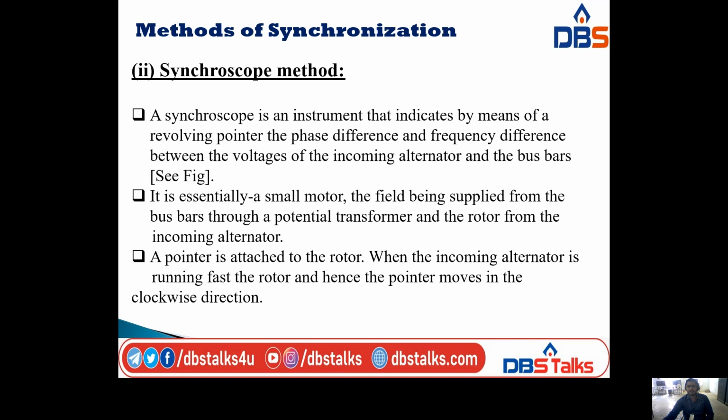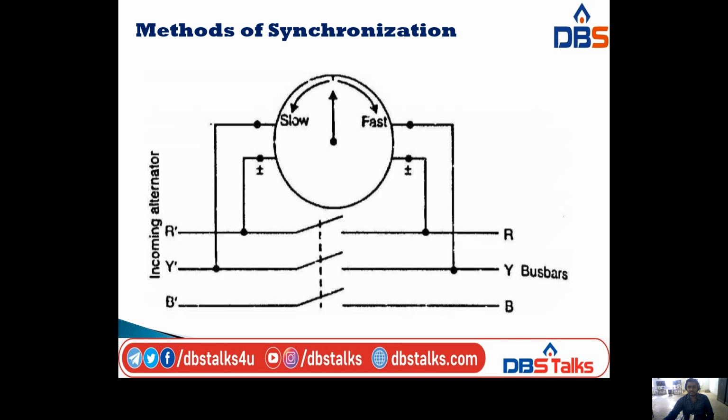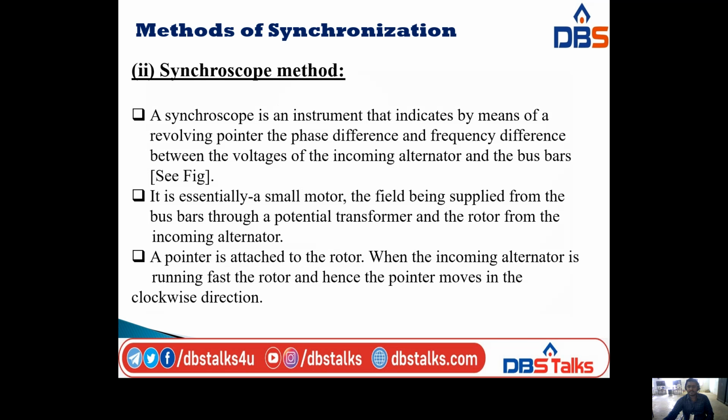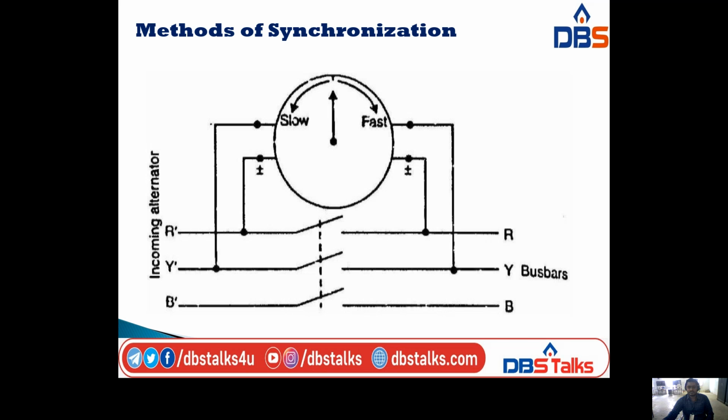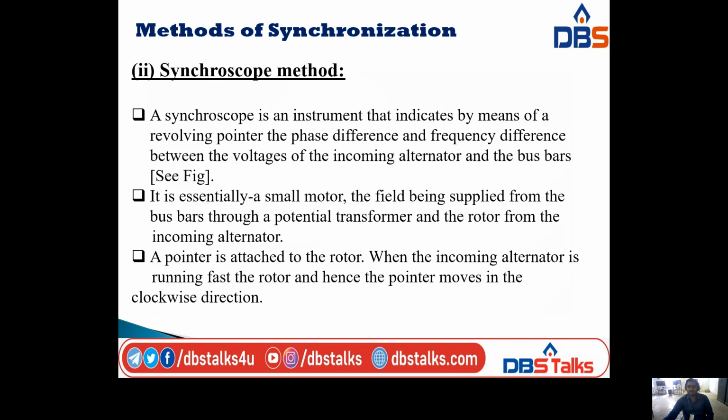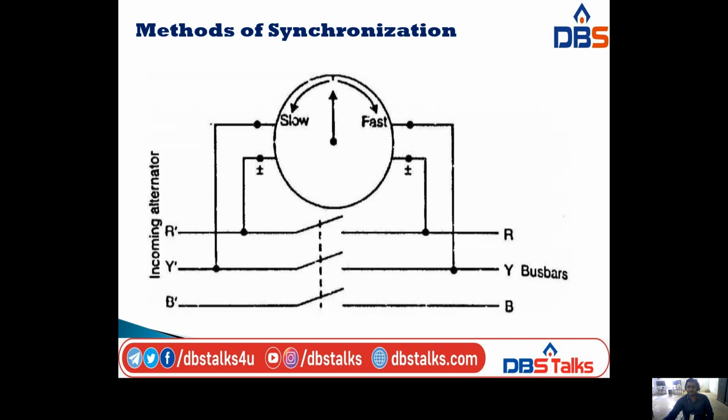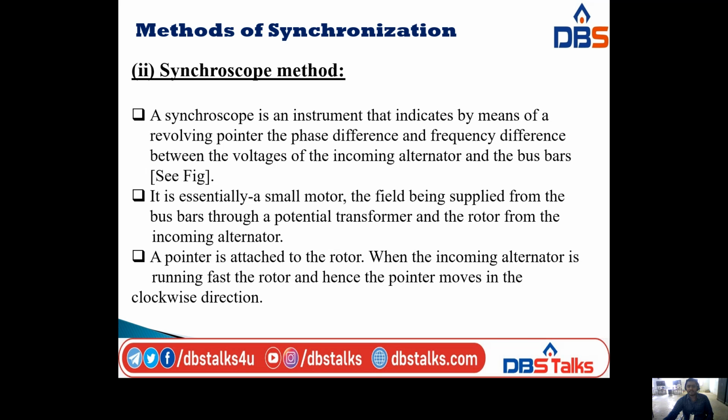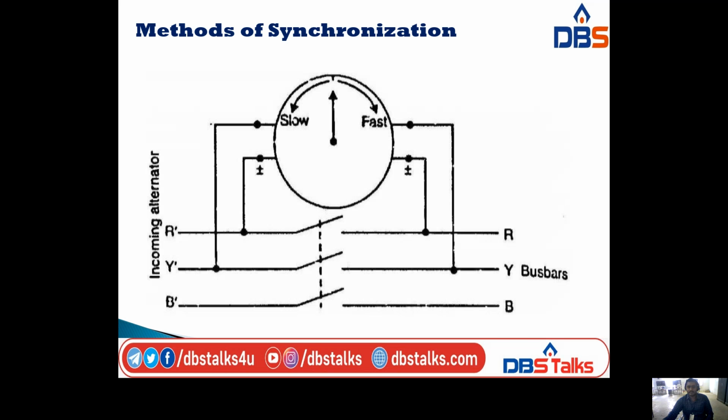So the field is being supplied from the bus bars, that is R, Y, through a potential transformer. Here we are using a potential transformer, and the rotor from the incoming alternator. Here a pointer is attached to the rotor.